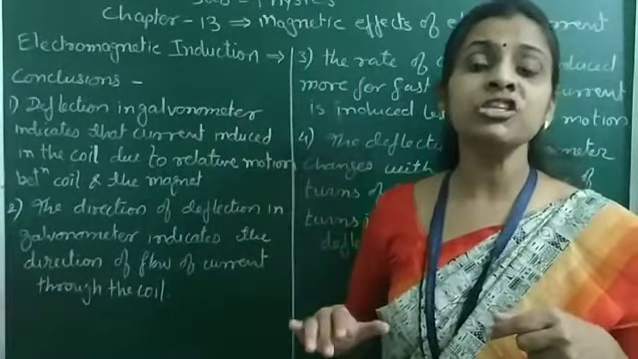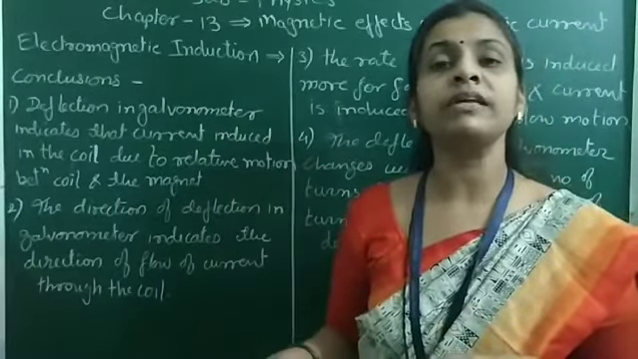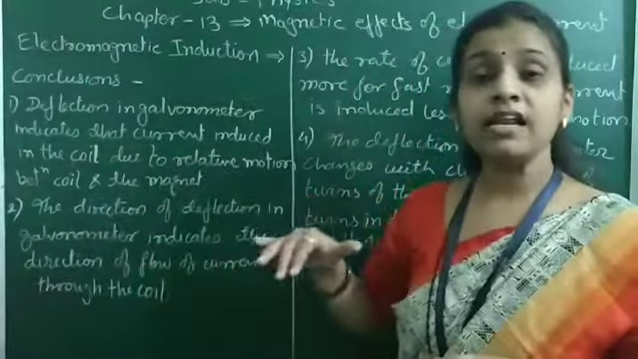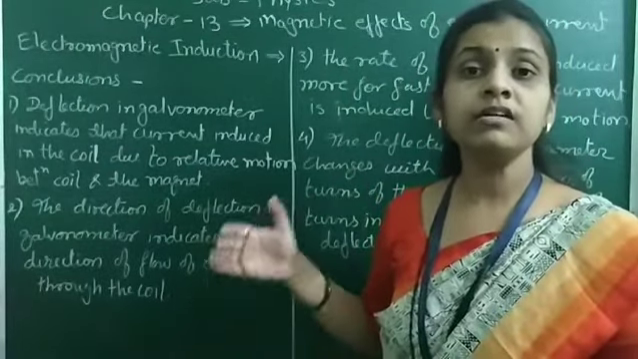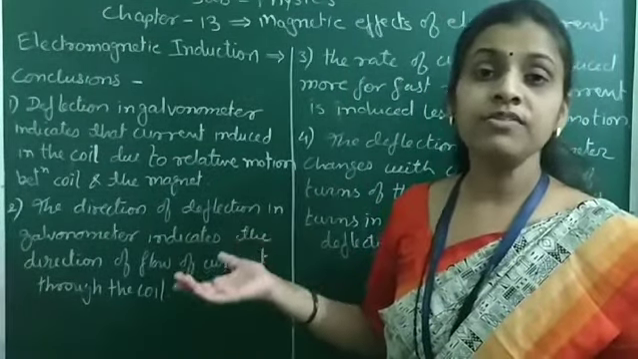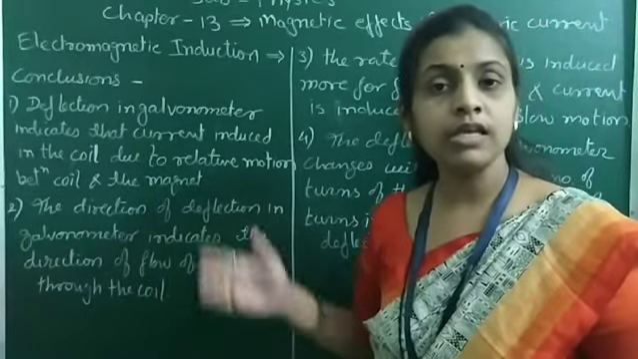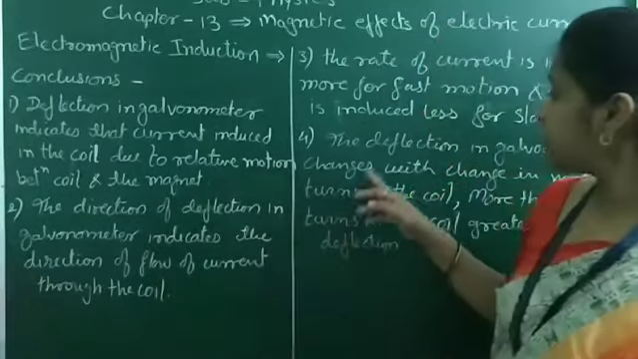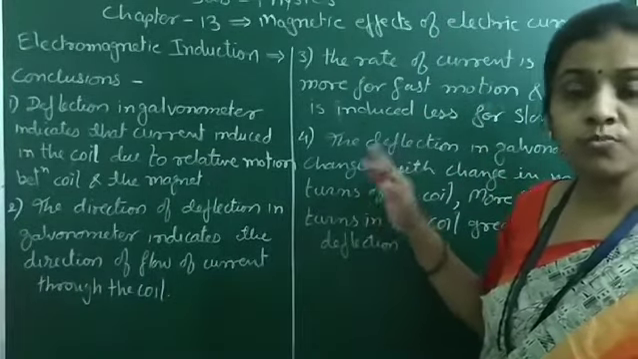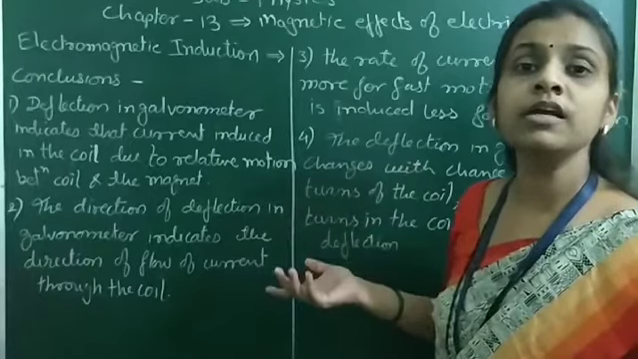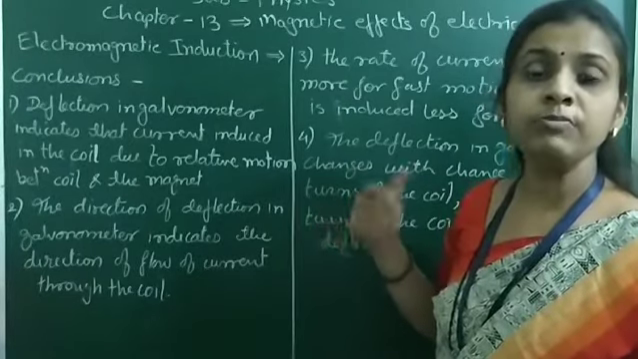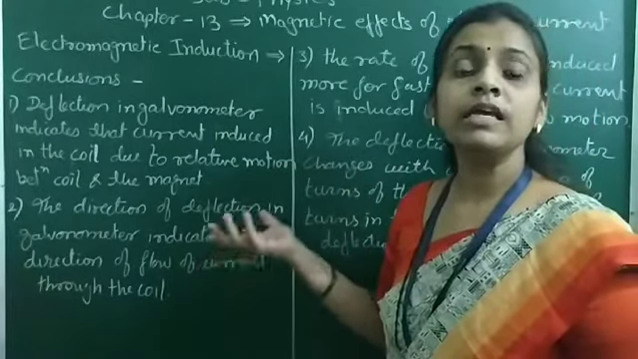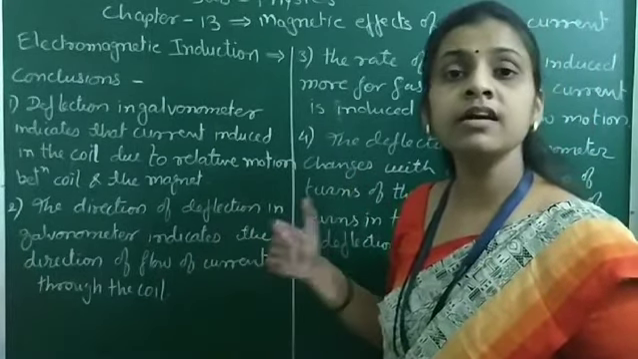So as there is a change in magnetic field, and due to that change in magnetic field, the current is induced in the coil. If there are a large number of turns, then the current induced will be more, and if there are fewer turns of the coil, then less current is induced, and therefore less deflection in the galvanometer. So deflection also depends upon the current induced. If the current is more, then the deflection will be more, or vice versa. If the deflection is more, it indicates that the current is more.